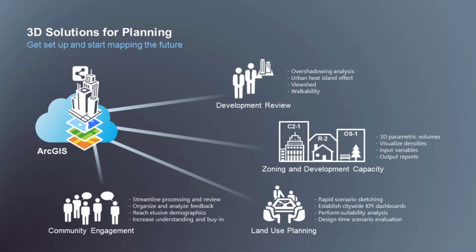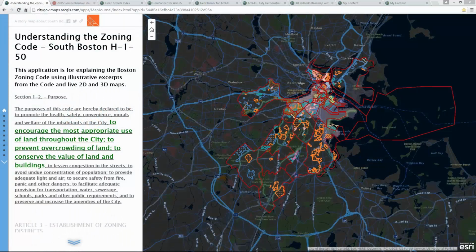So let's go ahead and dive into a couple more great examples from around the world, hitting on some of these key use cases that we've discussed so far, from development review to zoning, to land use planning, to community engagement. And so what I will do is switch over here to the web browser. All right. So I'm going to show you a couple of examples, 3 in particular, coming from Boston, from Portland, from Los Angeles, some great cities here in the U.S.